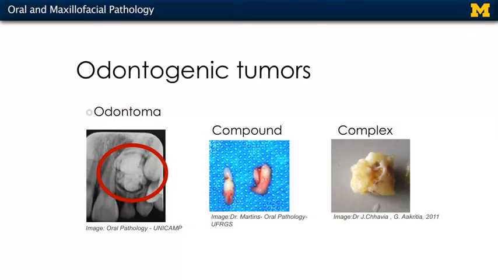Tooth structures can originate tumor-like malformations. Tumor from teeth? That's right. Odontomas are the most common odontogenic tumors. An example is in the X-ray image on the left. There are 2 types of odontomas, the compound and the complex forms. The compound odontoma is well organized, which means that the tooth-like structures can be identified, but in the complex one, the tooth is a poorly organized mess.